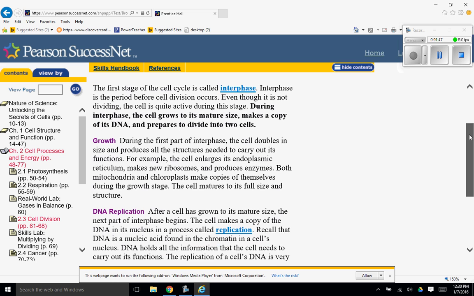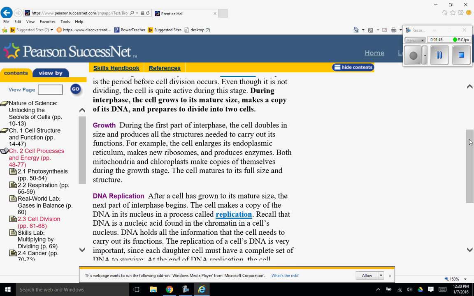Growth. During the first part of interphase, the cell doubles in size and produces all the structures needed to carry out its functions. For example, the cell enlarges its endoplasmic reticulum, makes new ribosomes, and produces enzymes. Both mitochondria and chloroplasts make copies of themselves during the growth stage. The cell matures to its full size and structure.